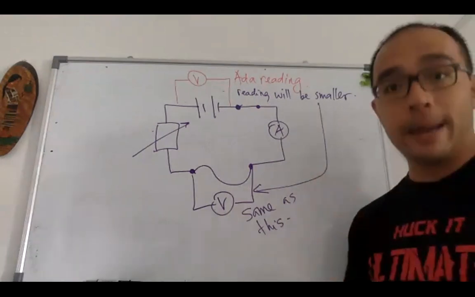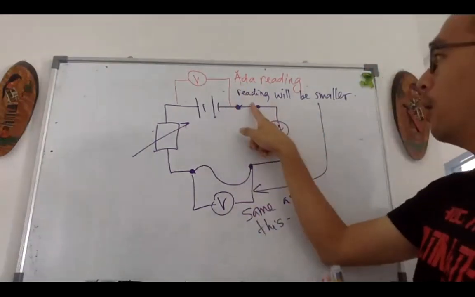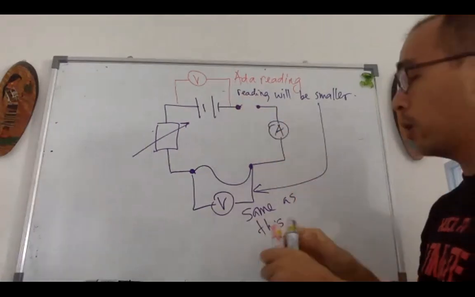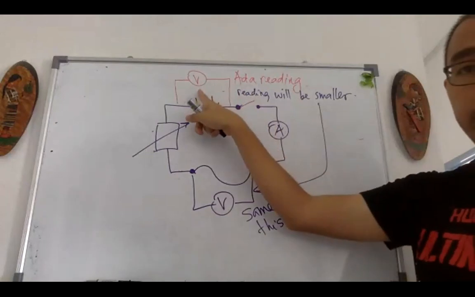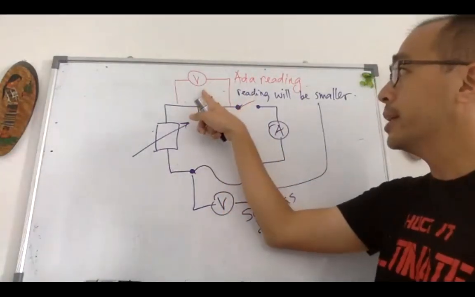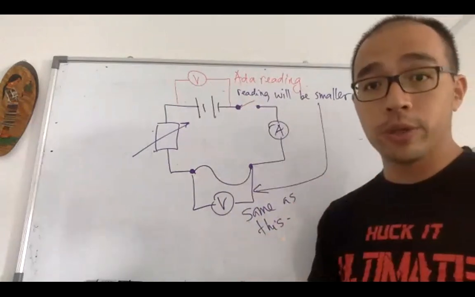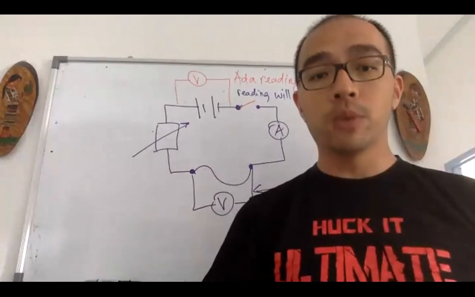So why does this happen? We need to ask ourselves, why when we turn off the switch, is there a reading over here? Okay, and what reading is this? So this reading is what we call the electromotive force, which is what we're going to talk about today.